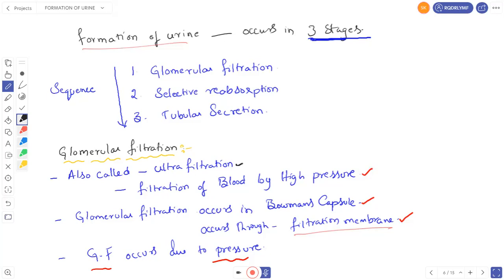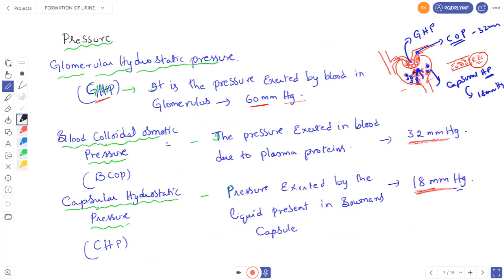Where does the glomerular filtration occur? The glomerular filtration occurs in Bowman's capsule, and it occurs through the filtration membrane. So glomerular filtration occurs due to the high blood pressure. You know that when the blood is flowing into the glomerulus, it flows with some blood pressure. So the blood pressure that is entering into the glomerulus is called glomerular hydrostatic pressure. This glomerular hydrostatic pressure is opposed by capsular osmotic pressure and colloidal osmotic pressure and capsular hydrostatic pressure.